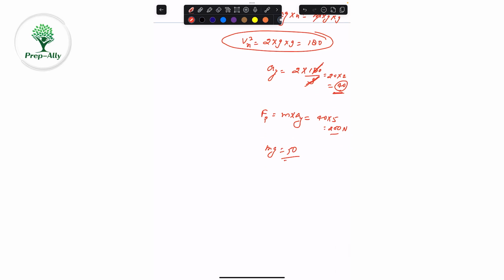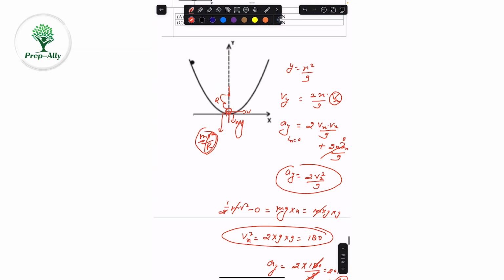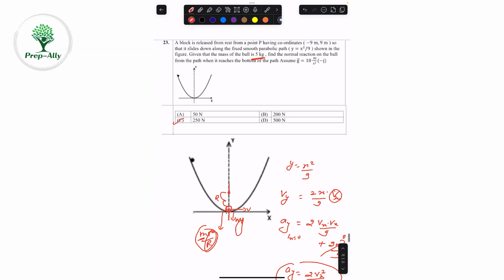mg is equal to 50. That means the total normal will be equal to this plus this, which is 250 Newton. So option number C is giving us 250 Newton. So C will be the answer, and this is how we can solve these types of questions.